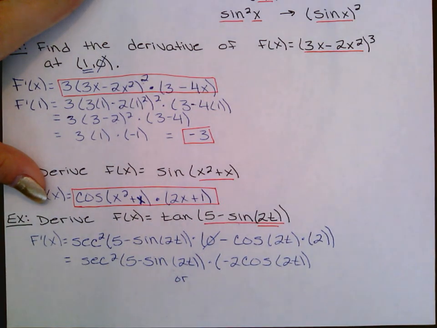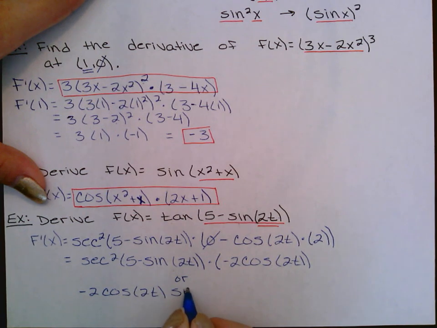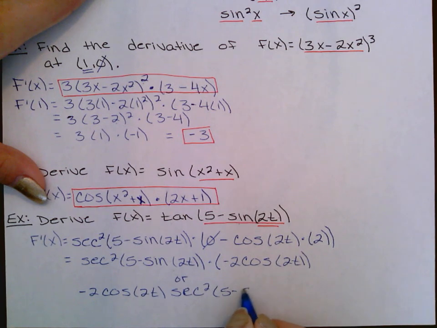Another option, my personal favorite, is anytime I see a negative, so that this doesn't look like it's saying this minus this, I like to write the ones with negatives in the front. So again, this is just an option. You don't have to write it this way. I would say negative 2 cosine of 2t. And then times, whoops, secant squared of 5 minus sine of 2t. Okay? So either of these two are fine.